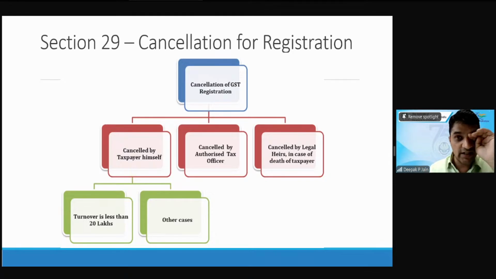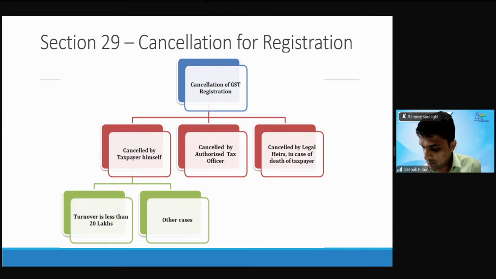Okay, now this is interesting. First, registration was interesting, and cancellation also is interesting. Like how there is a specific timeline for registration, similarly, there is a procedure for cancellation of registration. Okay. Now, for cancellation of registration, there are three scenarios through which you can cancel it. Okay.